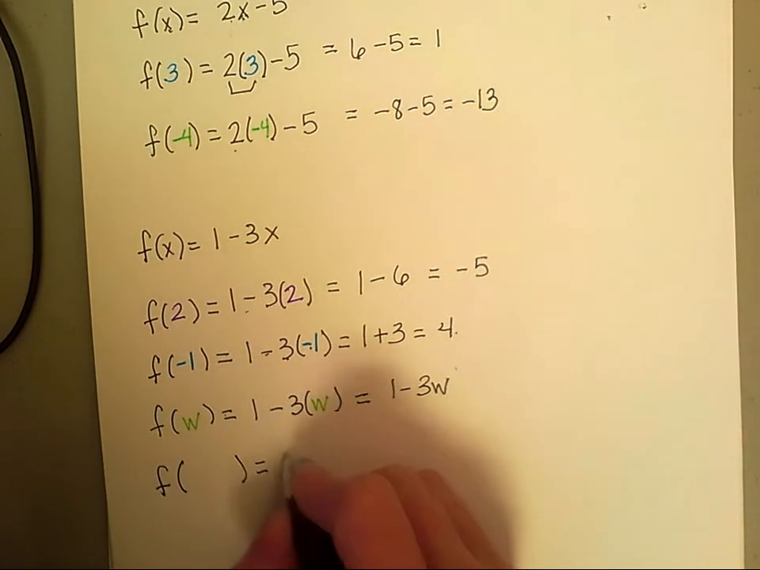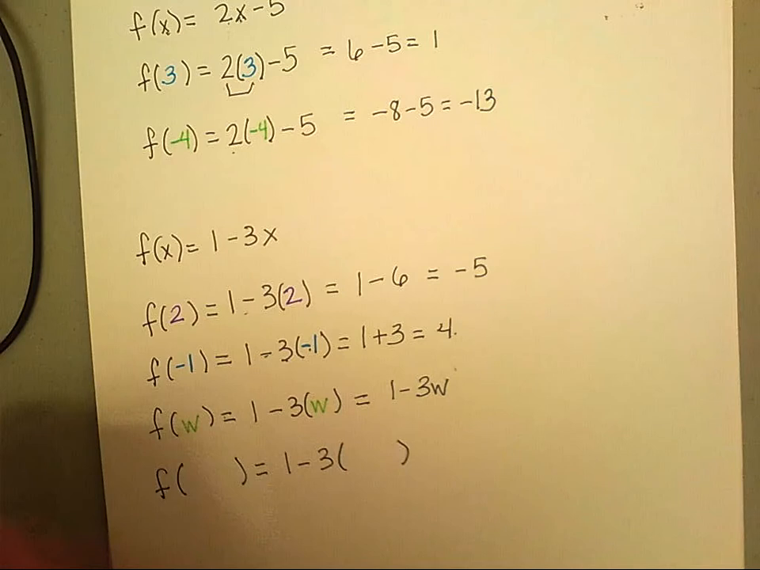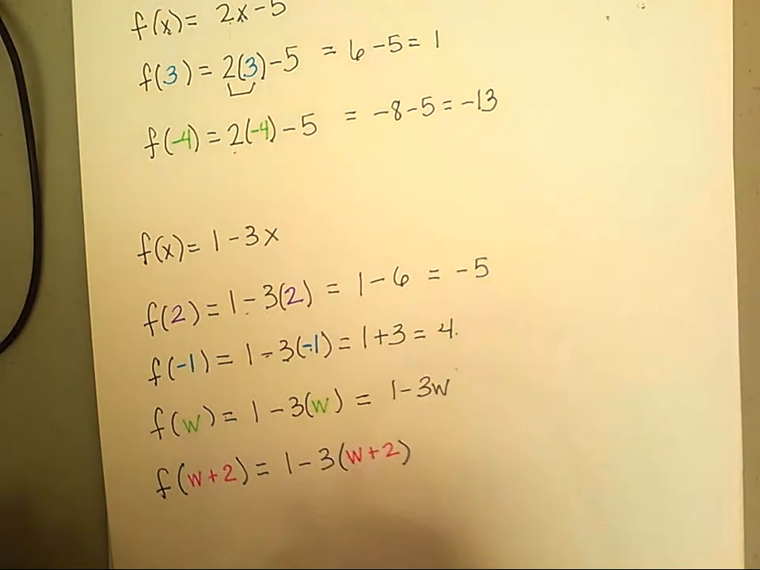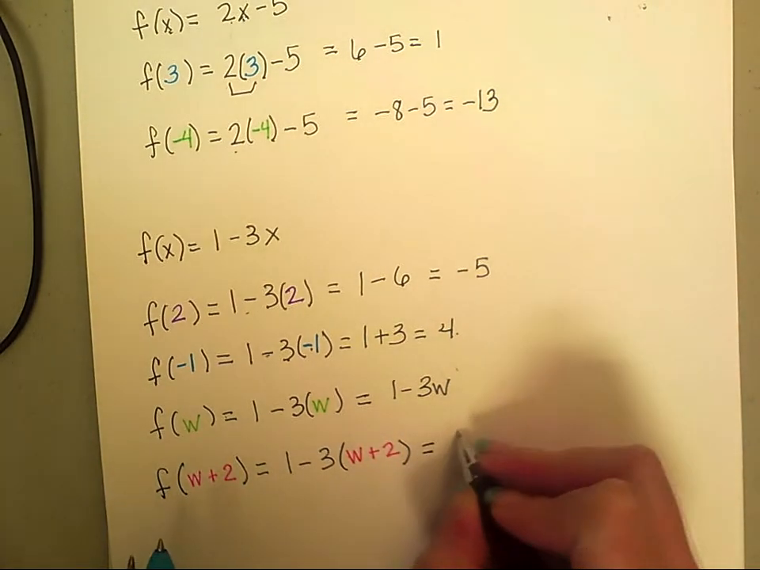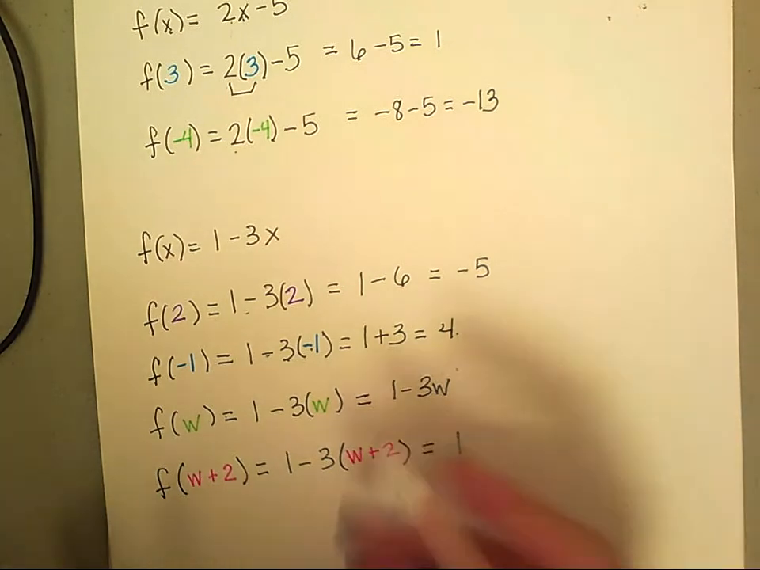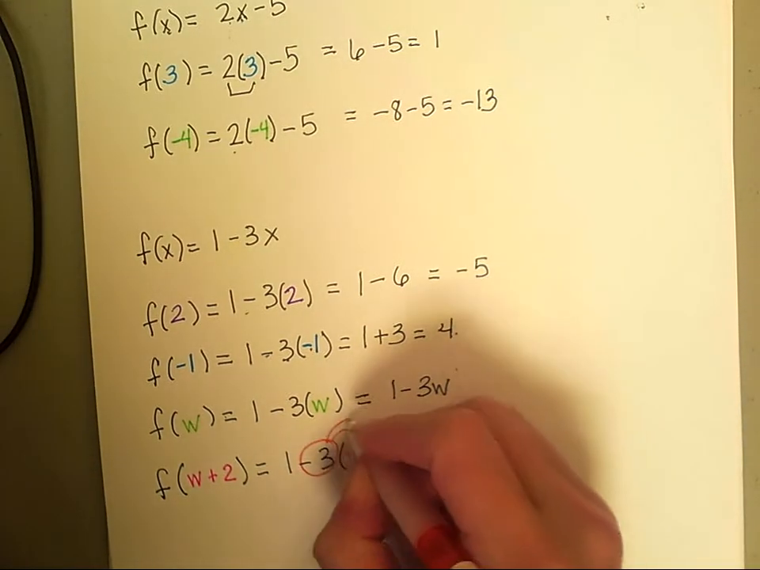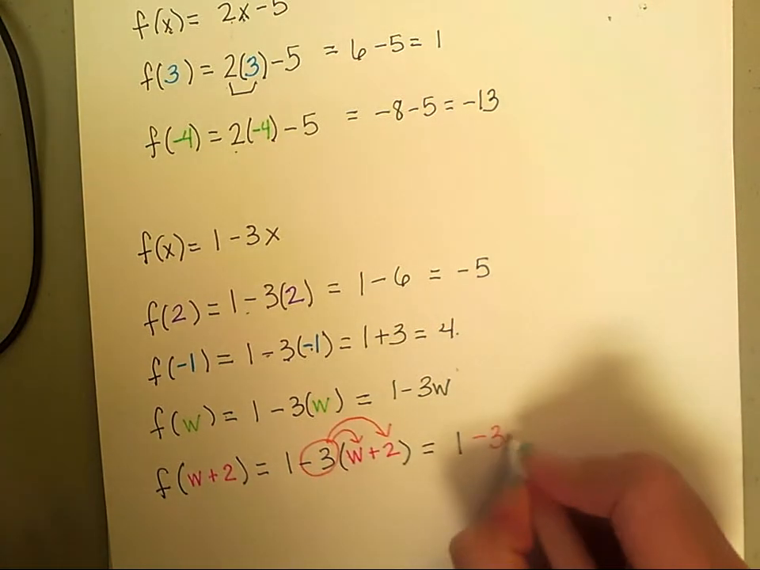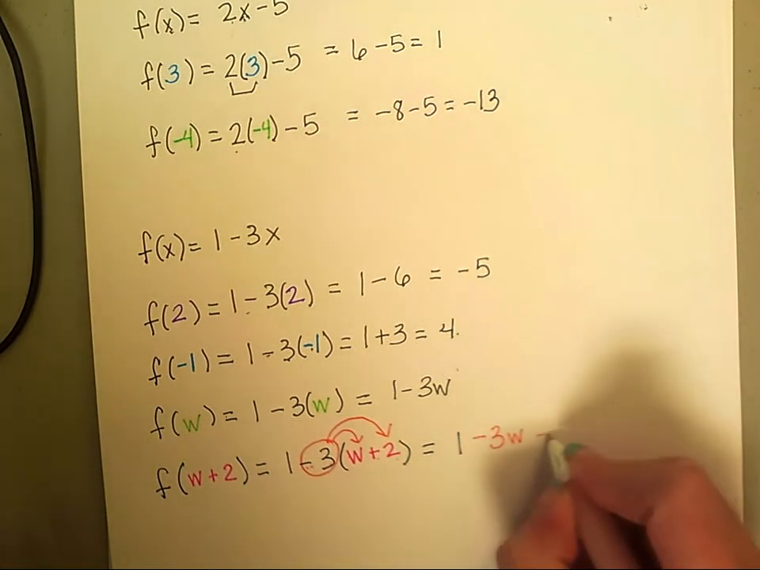I could also find, well, we can find truly almost anything we want. What if I wanted to find f of w plus 2? Well, that would mean I'd put the w plus 2 inside of here. And now I can simplify. The 1 stays. And to simplify, we're going to have to be careful because I'm going to distribute, and we're going to distribute the negative as well. So negative 3 times w is minus 3w. And then negative 3 times positive 2 is negative 6.